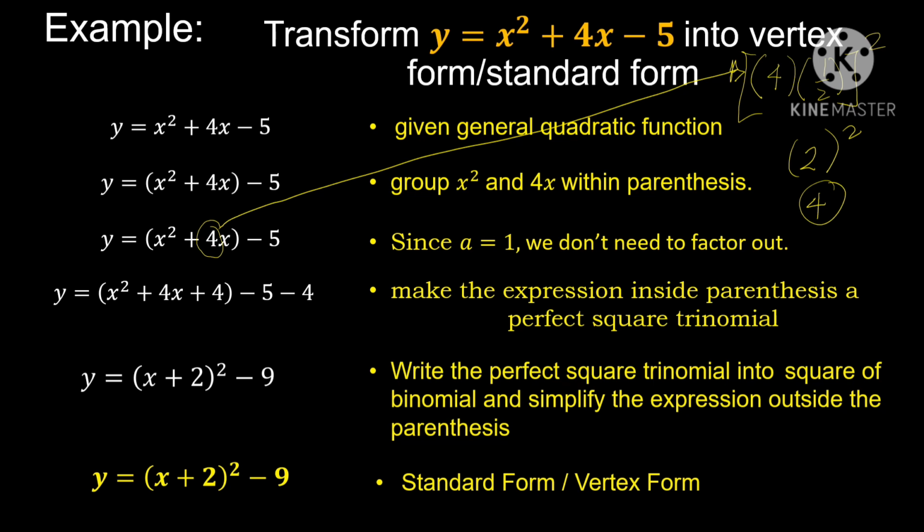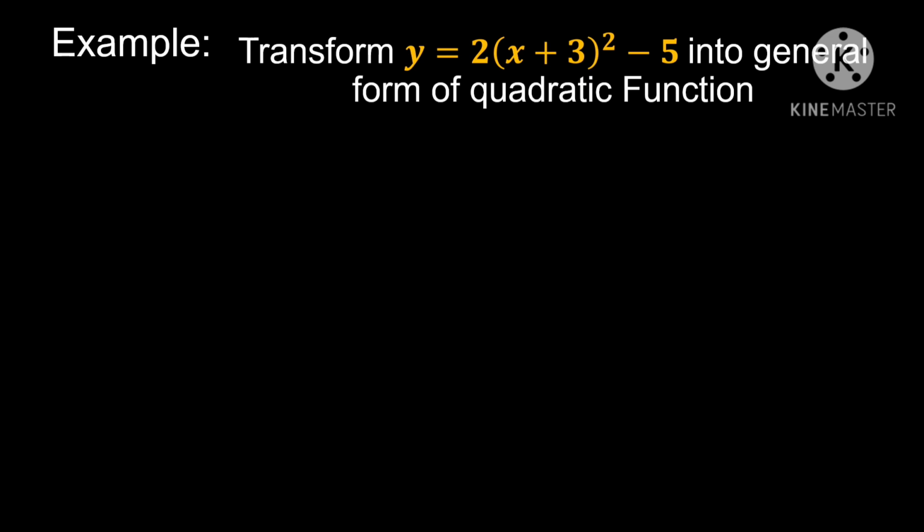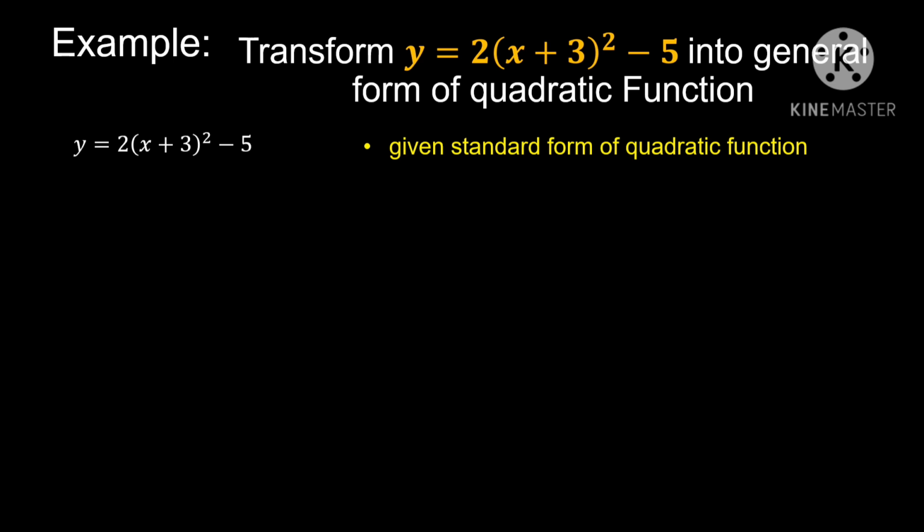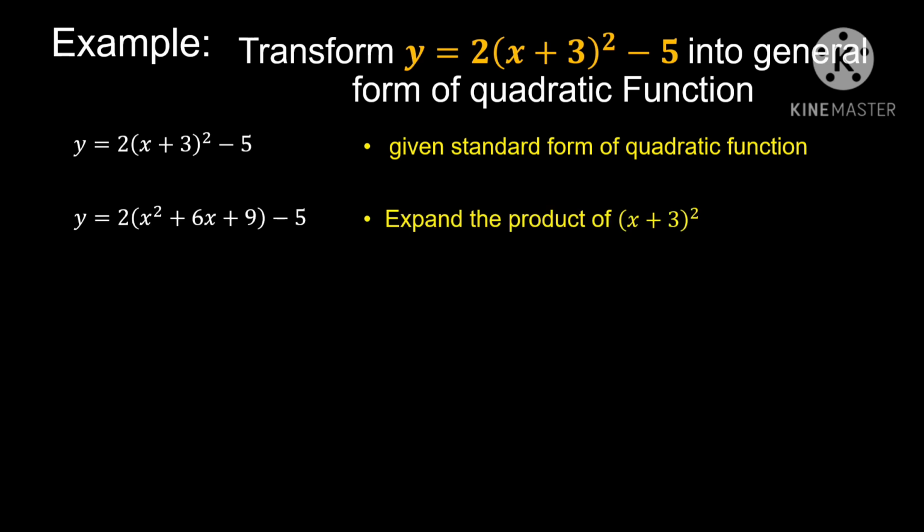Okay, what if the given is reversed? The standard or the vertex form is given, then you are going to transform it to the general form. For example, you have y equals 2 times the square of x plus 3 minus 5 into general form of quadratic function. So the given is y equals 2 times the square of x plus 3 minus 5. So all you have to do is to expand the product of the square of x plus 3. So you have 2 times x squared plus 6x plus 9.